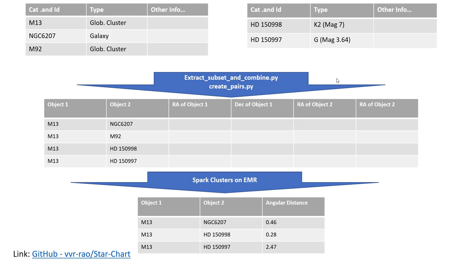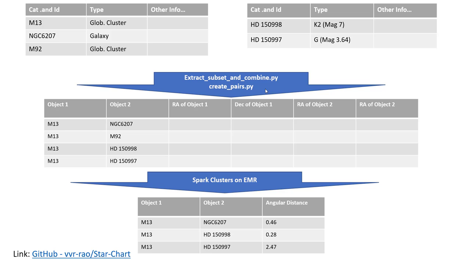I have a couple of files which I use to prep the data so that I can feed it into my Spark clusters. So these two files, extract, subset, and combine and create pairs, they combine the two files from my raw dataset into a single file, and then we create pairs of relationships, and that's just the relationships between the stars. So I would say M13 and everything close to M13, NGC 6207 and everything close to 6207. So I would create pairs, and that would be a very large data set.